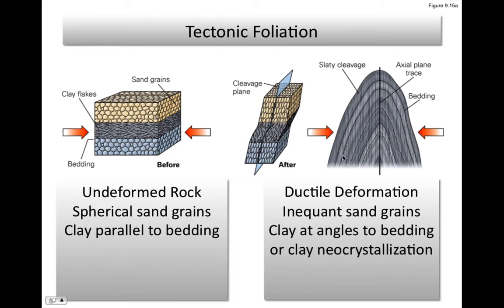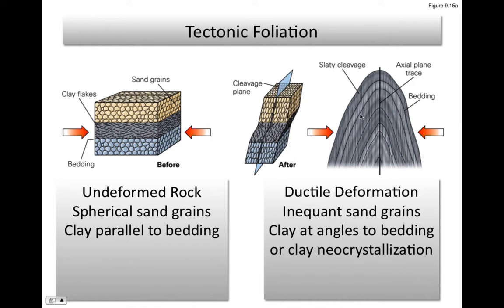But during deformation, in this case, we'll look at ductile deformation. We'll see the fold here, right? And we'll see that the sand grains are now inequant. They're either cigar shaped or elongated. They've changed. And note that the clay flakes are either going to experience neocrystallization, where they form new minerals, or they're going to all align themselves to this new deformation foliated plane, right? And so here's our cleavage plane right here.